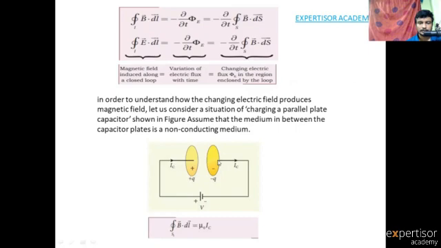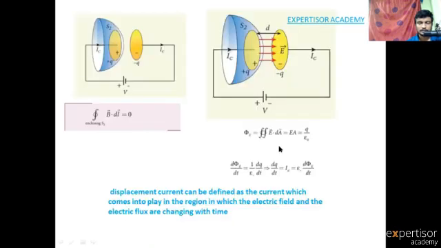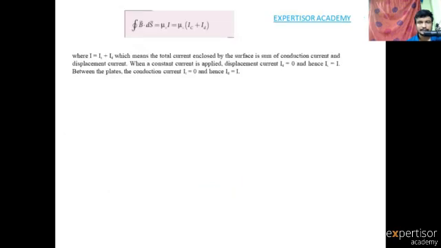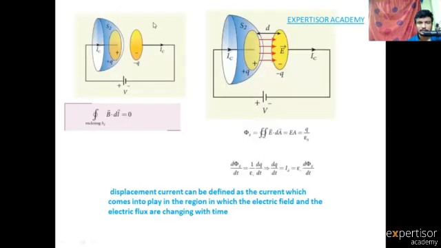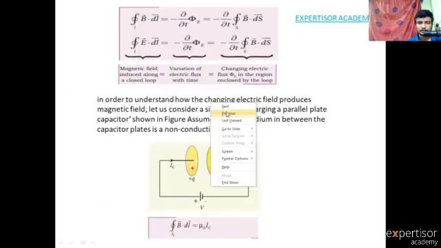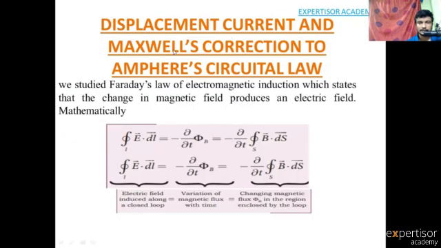So here we are considering the parallel plate capacitor, and also here observe the displacement current and the conduction current by the propagation of charge from the positive terminal of the capacitor to the negative terminal of the capacitor. So this is the information about displacement current and Maxwell's correction to Ampere's circuital law.